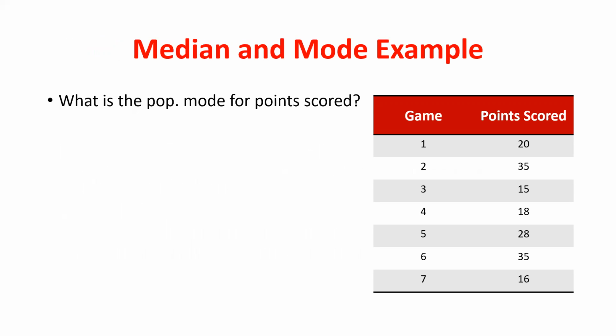So let's say I had a data set like this where it's not arranged. I've got these points scored. Once again, who knows what this game is? But what if I wanted to find the mode?